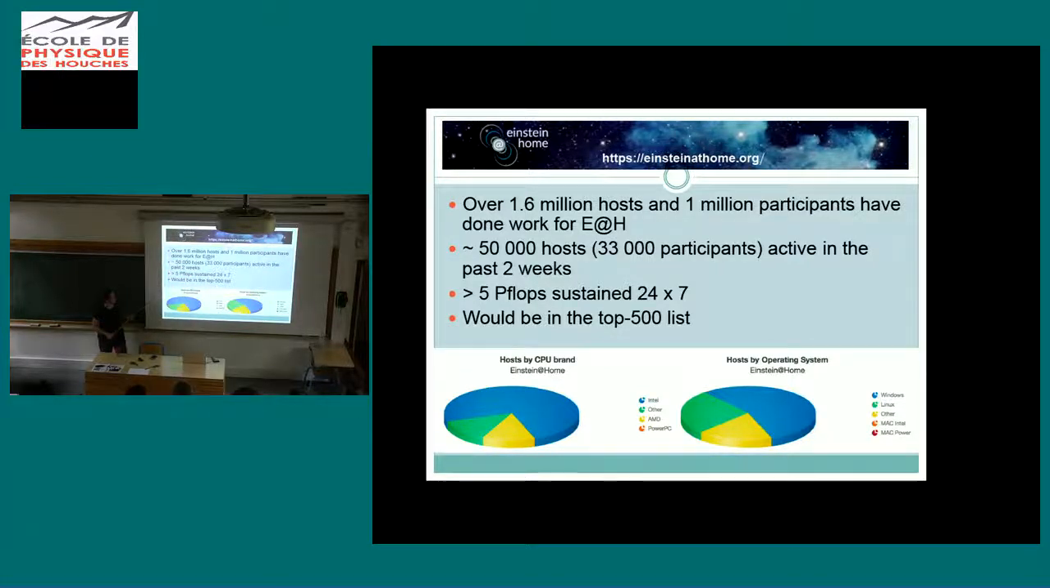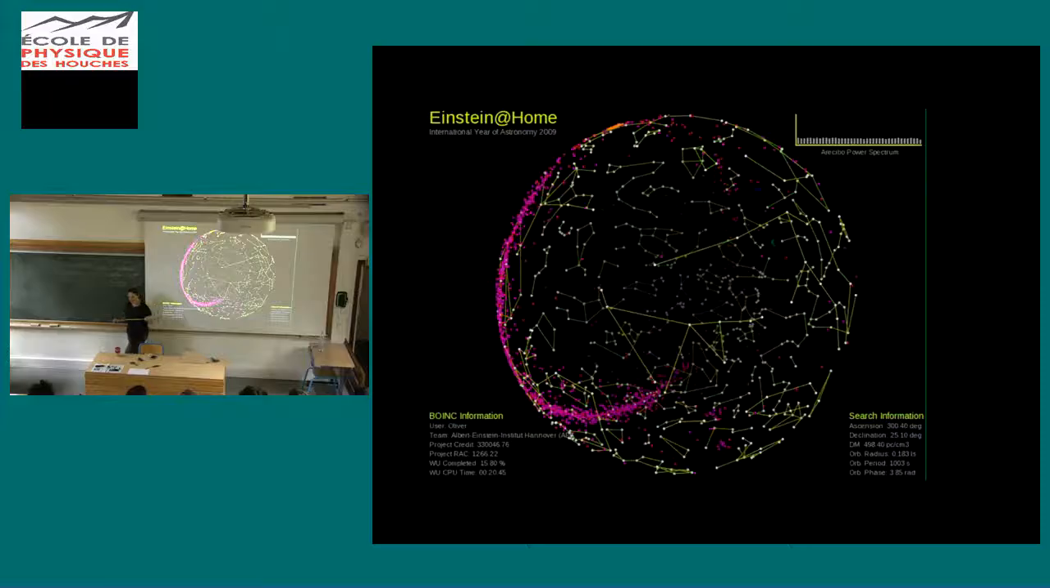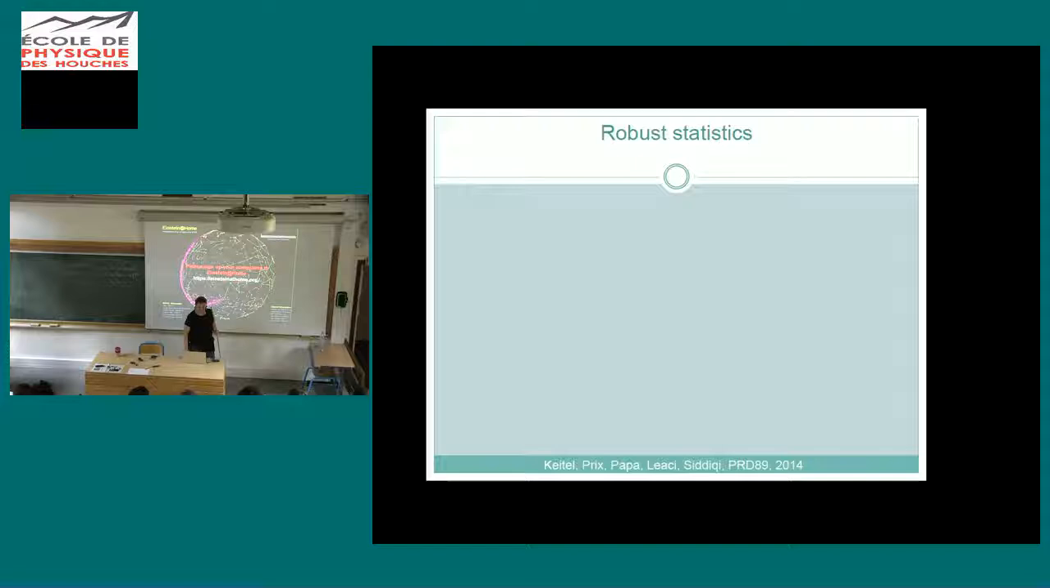This is to give you an idea of the scale of Einstein at Home. And this is what people get when they actually run Einstein at Home. They get this rotating celestial sphere. I don't know why the animation doesn't go, but here they get a marker that shows what direction in the sky their computer is searching at that time. So please sign up and help us find that signal.